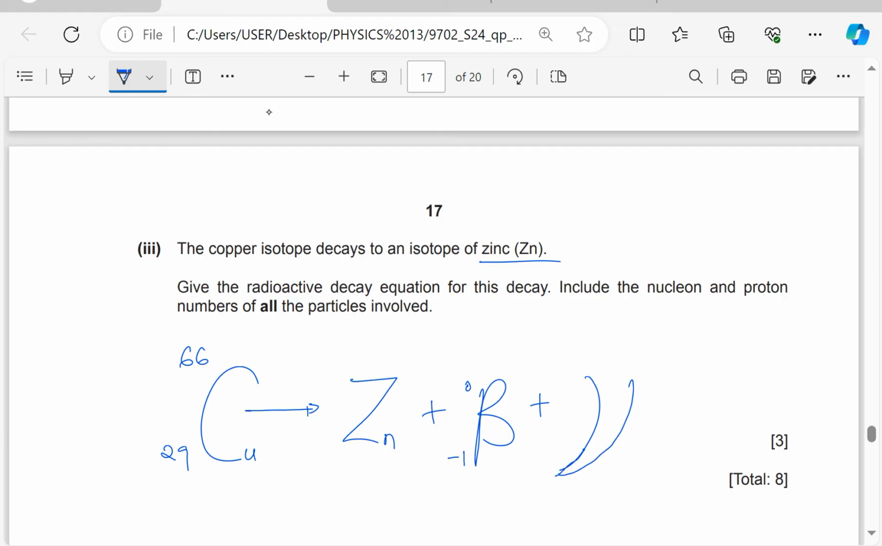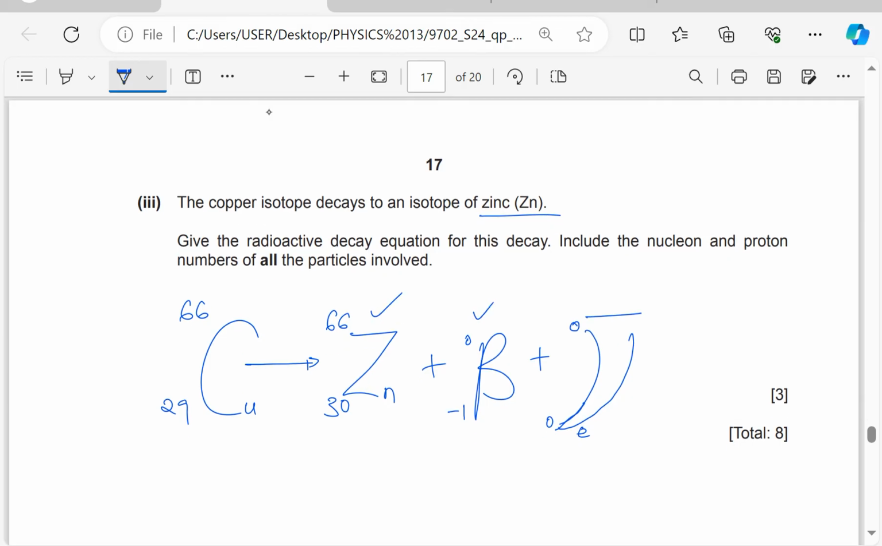I think I can write it like this. This one has no nucleon number and no proton number, but is the anti-electron neutrino. I just need to balance the proton number and the nucleon number. So zinc will have a nucleon number of 66. Then because I have to conserve proton number, this will be 30, so that 29 on the left and a total of 29 on the right-hand side. So I think this is correct. Beta minus is accompanied by the antineutrino. This is the electron antineutrino, and the E here just shows it is the electron antineutrino.